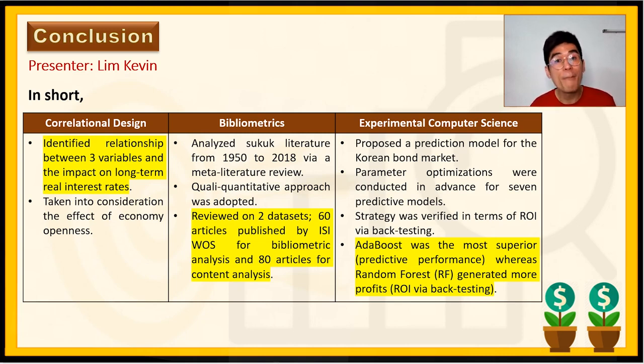Lastly, experimental computer science. Two models were selected. The first one is AdaBoost, second one is RF. AdaBoost is chosen because of higher predictive performance, and the second one is chosen because of higher profit generated.